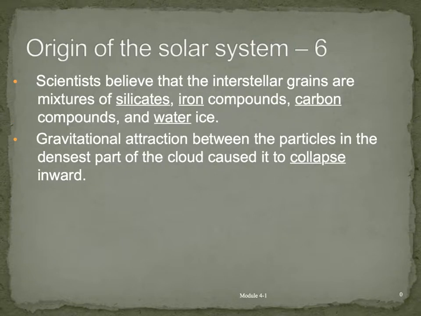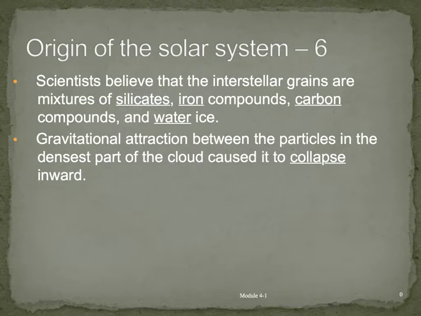Scientists believe that the interstellar grains are mixtures of silicates. Silicates are minerals that have silicon and oxygen in them, much like quartz, which can be found on the beaches on Earth. In addition to silicates, iron compounds, carbon compounds, and water ice can also be found in interstellar grains.